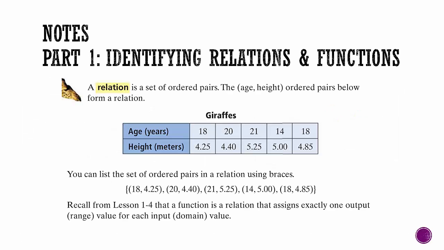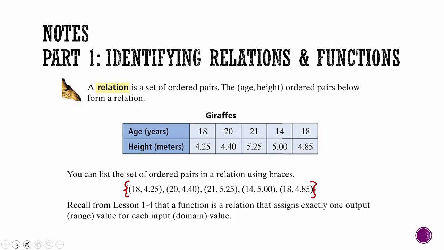So a relation is a set of ordered pairs. So they gave you an example, the age and then the height for each of these giraffes. So we can write the ordered pairs like we did down here. We tend to use squiggly brackets like we see here to group these ordered pairs together. So recall from lesson 1.4 that a function is a relation that assigns exactly one output to each input.